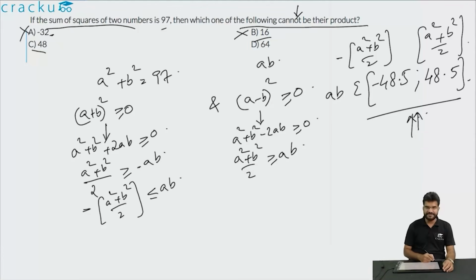If you are looking at option C, it is 48. 48 also just about lies within the interval. So even this is not the correct option. If you are looking at the final option, that is 64, 64 is greater than 48.5. So it won't lie within this interval. So the correct answer is 64. The product of AB will not equal 64.